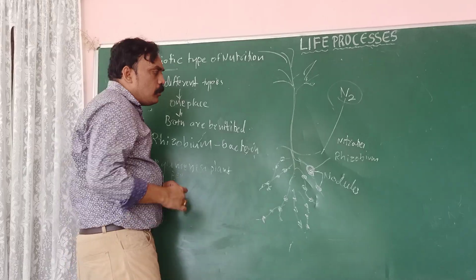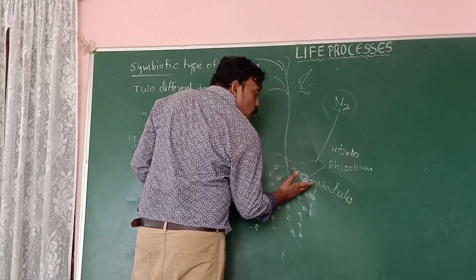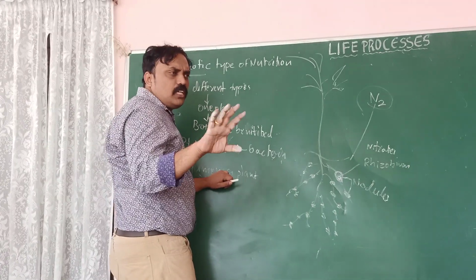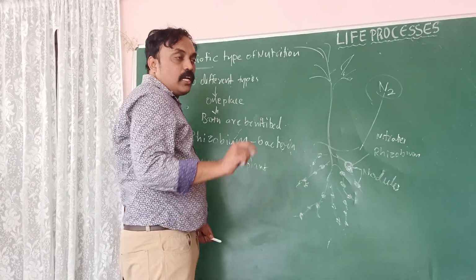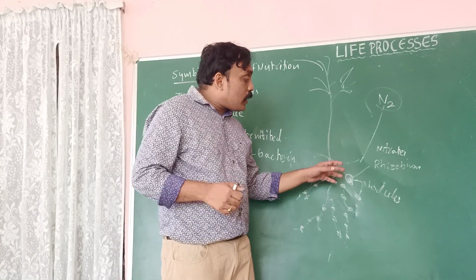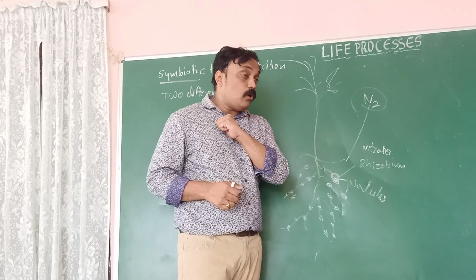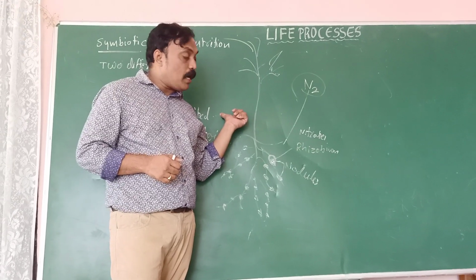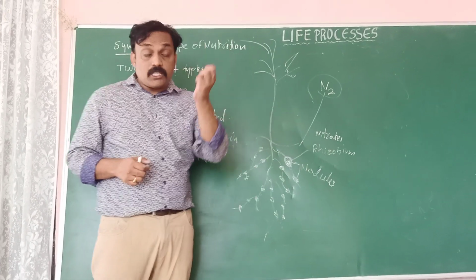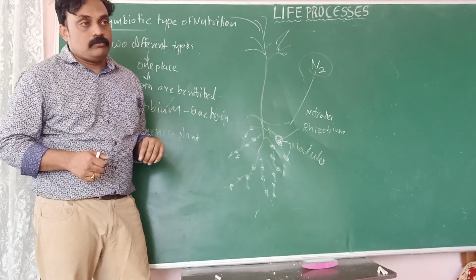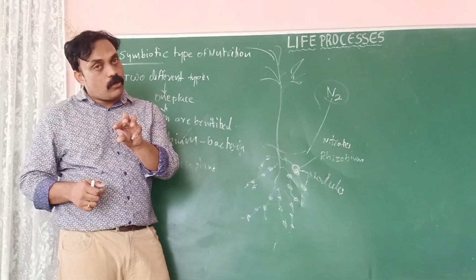Try to understand here: Rhizobium bacteria is useful to the plant. There is no relation; they are not relatives. One is a bacterium, a totally different thing, and the other is a plant, a Leguminaceae family plant. This bacterium absorbs atmospheric nitrogen and gives it to the plant, converting it into nitrates.